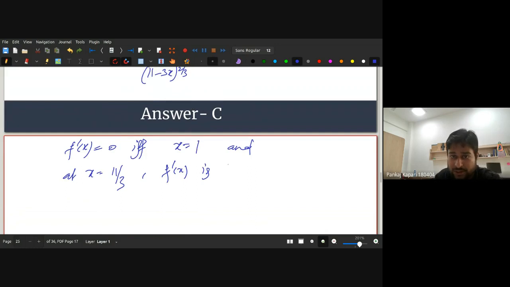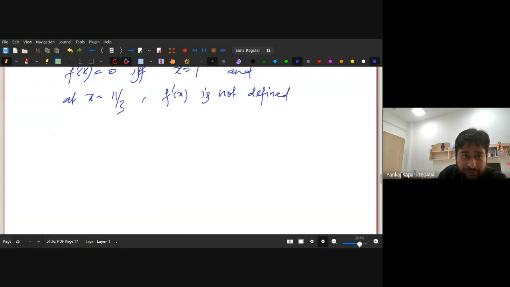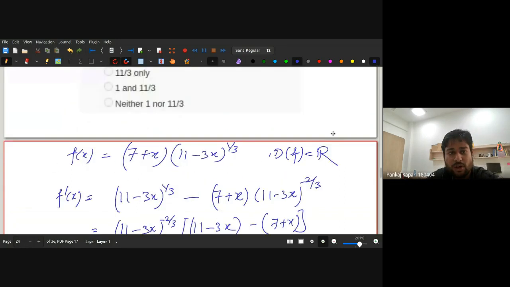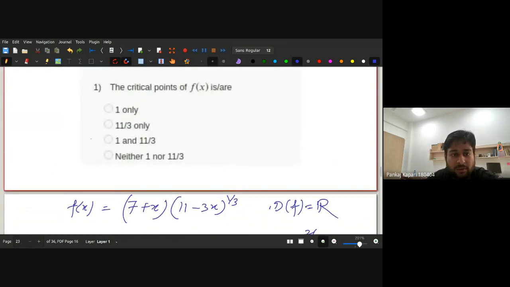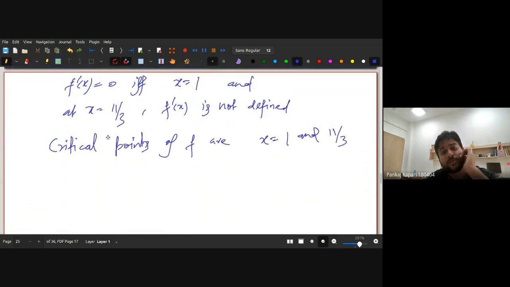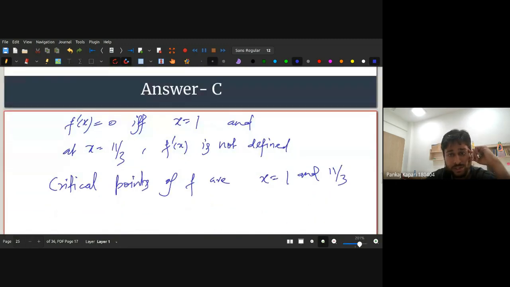So what are the critical points? These are the critical points. The critical points of f are x equal to 1 and 11 by 3. So we have two critical points, 1 and 11 by 3. The third option is correct. Okay, so any questions?